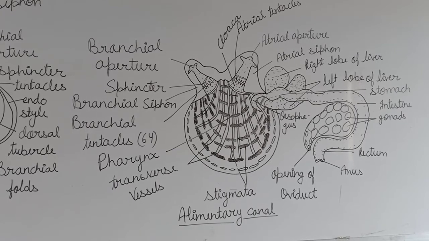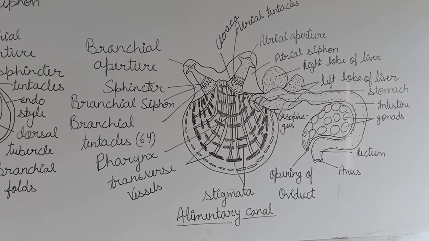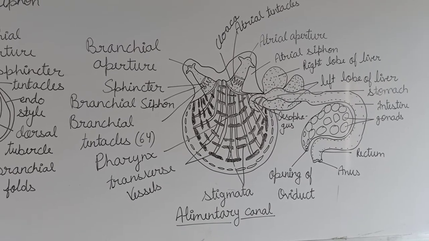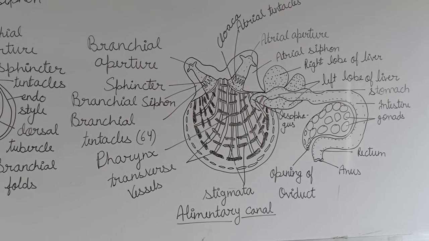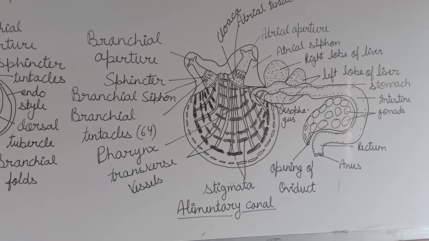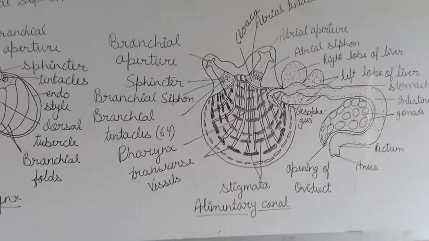The ciliated rectum expels the excreta with such force that it is shot out about 10 cm through the atrial siphon. So this is the digestive system of the Herdmania. You can see here and learn here.